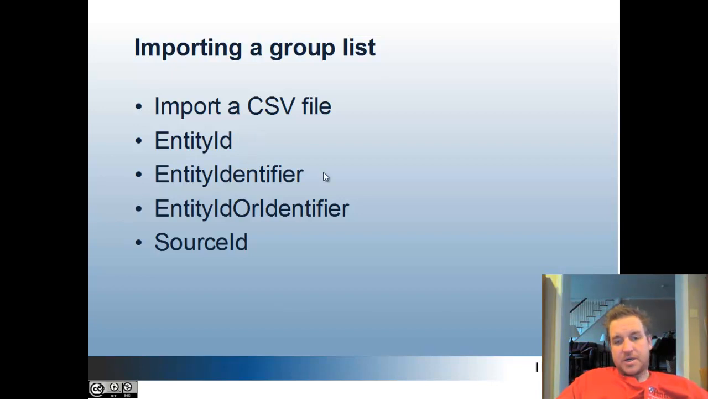Entity identifier is another identifier that could look up the user, but it's not the primary one. But that could be the net ID or the EPPN or something else. And then entity ID or identifier will try one, and if it can't find it, try the other one. And if you know the sources of the users, then the import process will be more efficient. If you don't, and there are no conflicts, then you can omit that column.